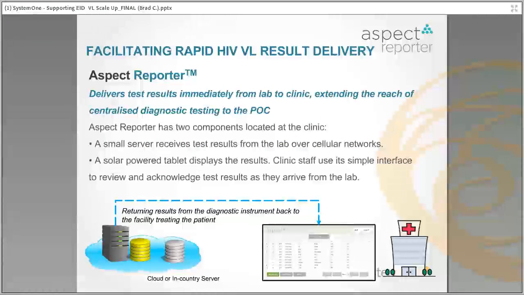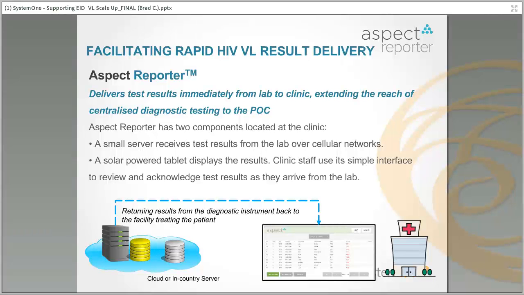So far I've been focusing really on the data collection and interfacing the instruments and connecting the diagnostic data from the analyzers. Aspect Reporter really is a product that's currently in pilot by SystemOne in Malawi, looking at the dissemination component. So typically we collect data from the diagnostic instruments and then provide real-time actions via SMS or emails. And the Aspect Reporter is a different nuance on that, providing a lot more sophisticated and intelligent mechanism for result dissemination.